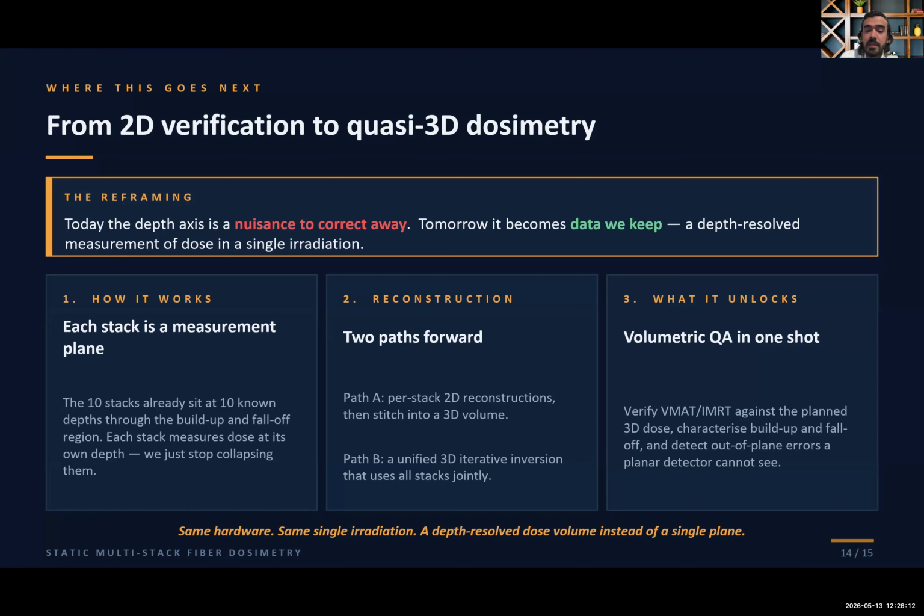PDD scaling and divergence scaling are applied so that we can collapse the stack back onto a single 2D plane at Dmax. But the depth axis isn't a nuisance; it's data. The reframing is to stop collapsing the stacks and instead use them as direct samples of a 3D dose volume. On the reconstruction side, there are two reasonable paths. The simpler one, path A, is to do an independent 2D reconstruction at each depth and then stitch the slices into a volumetric dose map. That's a small extension of the current pipeline and would already give a depth-resolved measurement. Path B is more ambitious: a unified 3D iterative inversion where every stack contributes to a joint reconstruction, exploiting the fact that adjacent stacks see physically continuous dose.